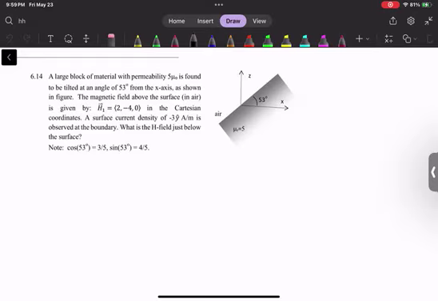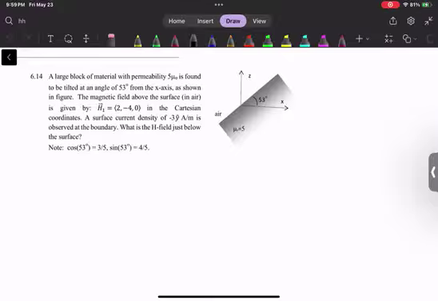The magnetic field above the surface is in air, and it's given as H1, the magnetic field with the components 2, -4, 0 in Cartesian coordinates. We know that there's a surface current of magnitude 3 amps per meter in the negative y direction, and this surface current is observed at the boundary. So what is the H field just below the surface?